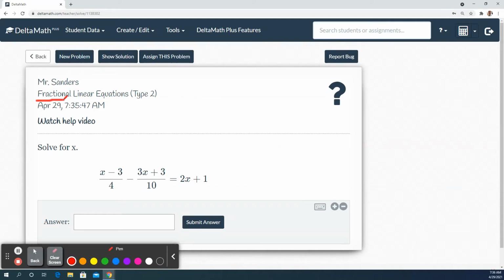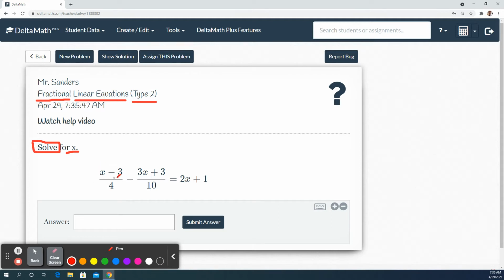We are doing fractional linear equations type 2. So we're asked to solve for x. When we look at this, we see we have an equation on both sides and we have fractions. So usually when we approach these types of problems, we want to clear the fractions. That's the technique we would usually use.